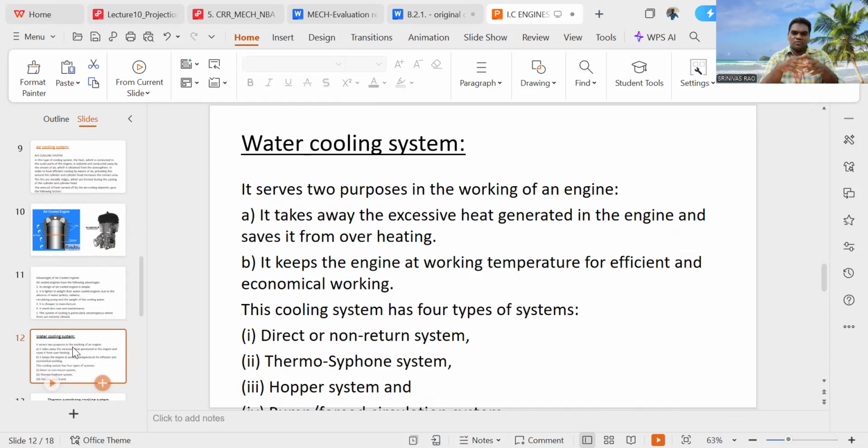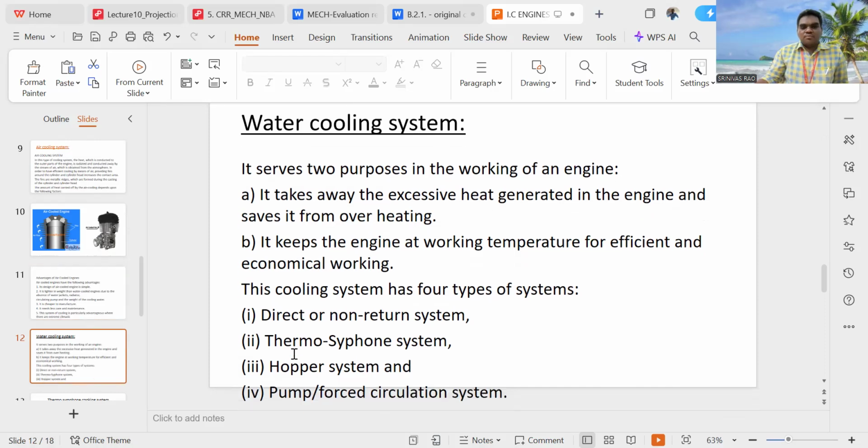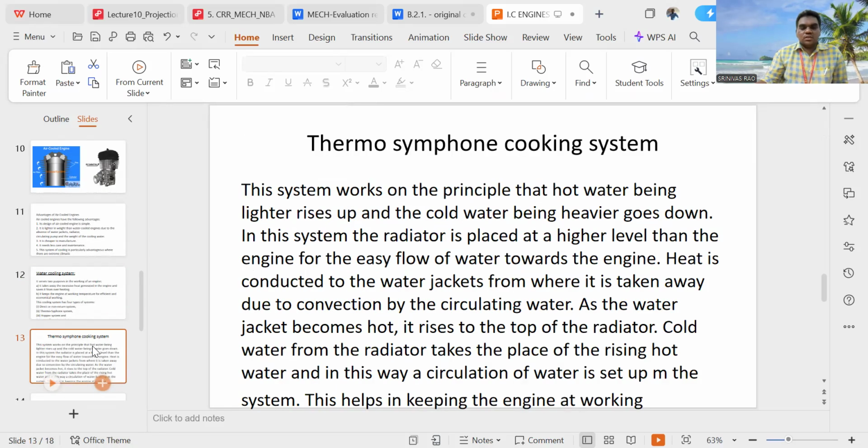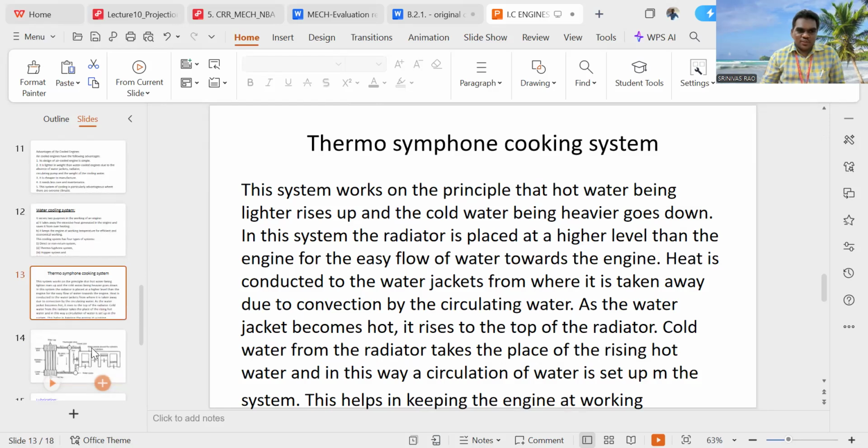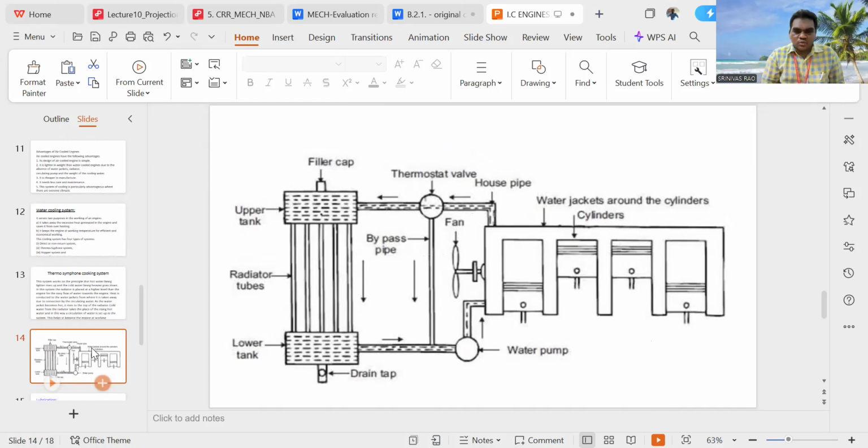This cooling system has four types of systems. The first one is the direct or non-return system, then the thermosyphon system, the hopper system, and finally the pump forced circulation system. These are the four different types of water cooling systems we generally use in an internal combustion engine for cooling the engine from overheating. Most internal combustion engines use the thermosyphon water cooling system to remove heat. So today in this lecture, we will see how a thermosyphon water cooling system works.